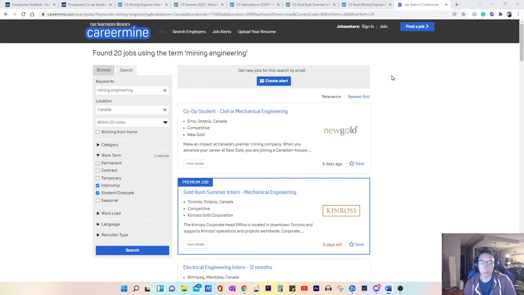Another thing is safety is very important within the mining industry. So anytime you should bring that up in your resume, cover letter, or your interview, you should definitely highlight some of the safety related achievements or mindsets that you have.